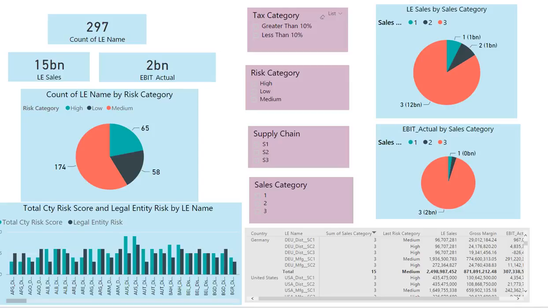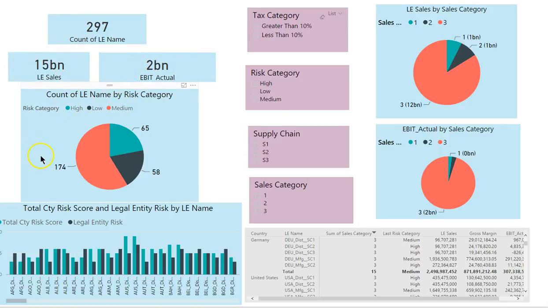In my last video, I talked about building a risk scorecard using a visual dashboard. In this video, I'm going to talk about taking that risk scorecard and trying to evaluate it in order to make more effective decisions. We're dealing with FATECO again, 297 legal entities, 15 billion of sales, 2 billion of EBIT.